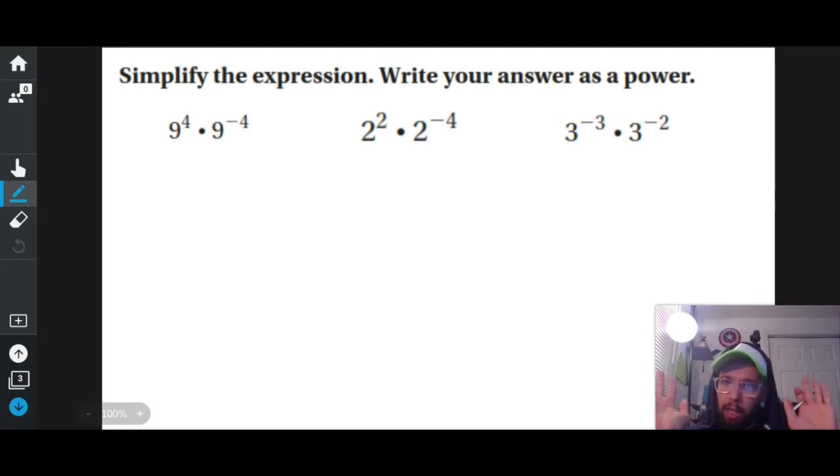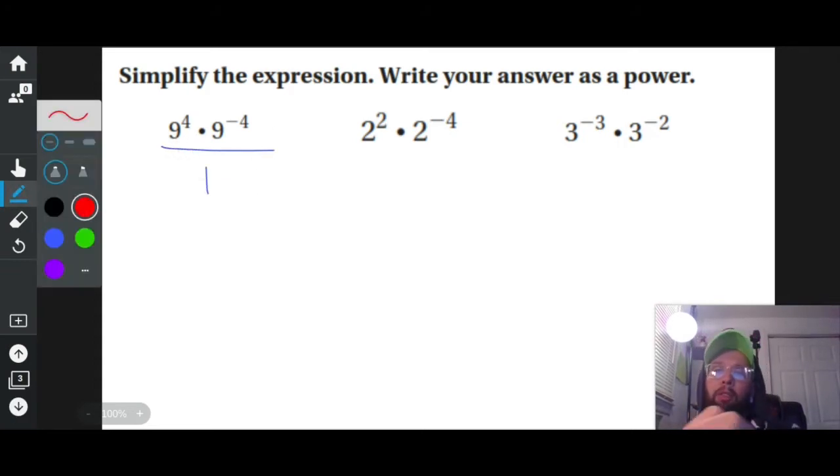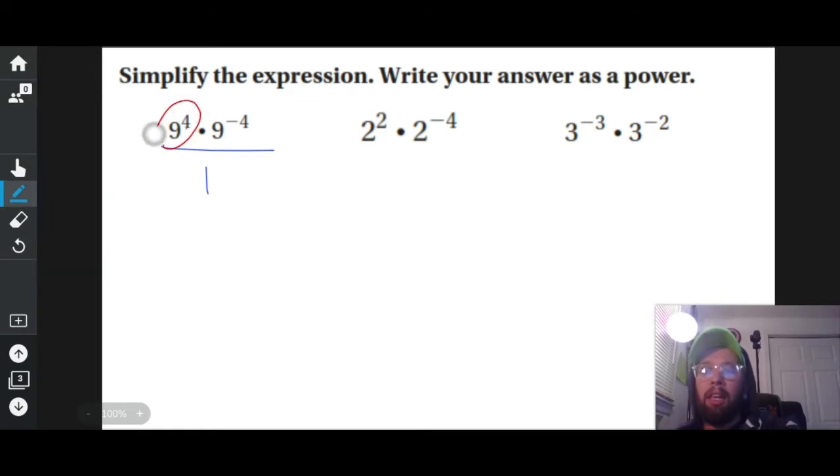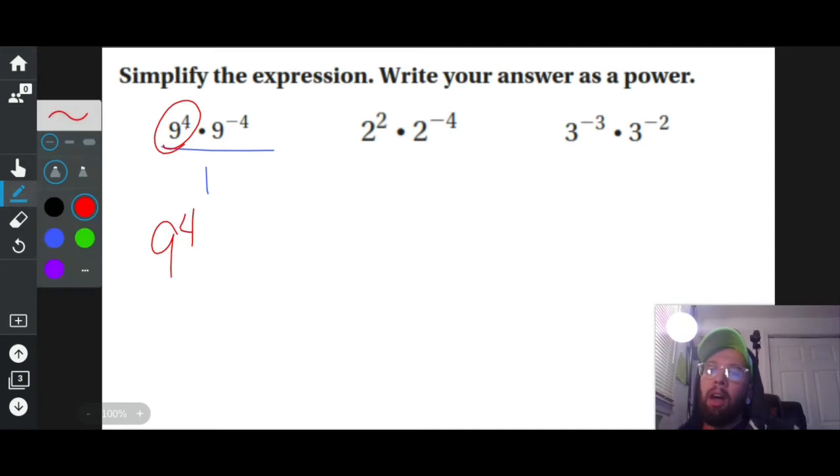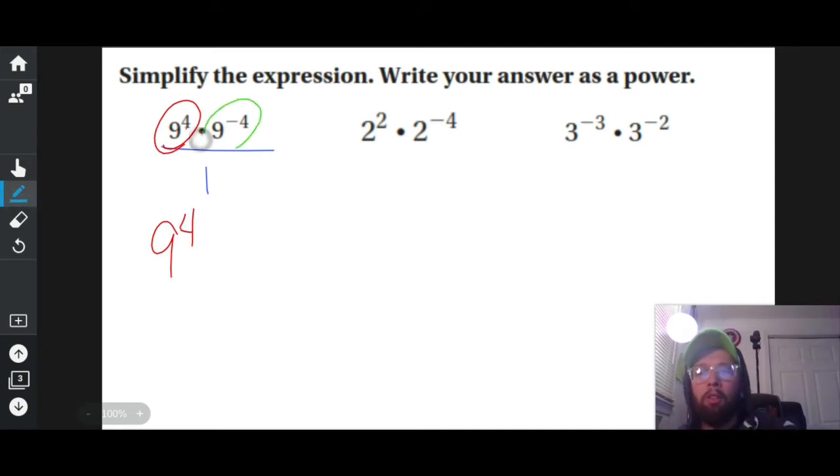Okay. No big deal. I can do this. Positive exponent and a negative exponent. Anything that has a negative exponent gets moved to the other side of the fraction bar. So if I don't have a fraction bar, I make a fraction bar like so. Take a look at that 9 to the 4th. Does it move or does it stay? It stays because it has a positive exponent. Take a look at that 9 to the negative 4th. Does it move or does it stay? It moves because it has a negative exponent.